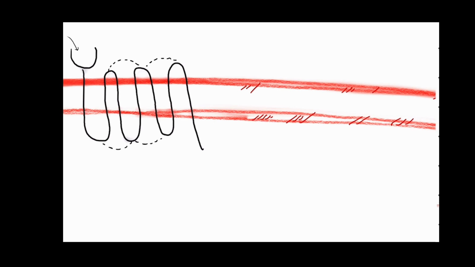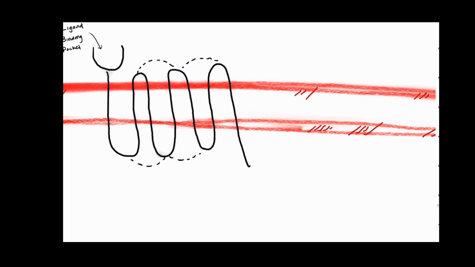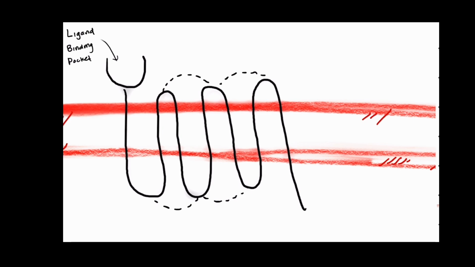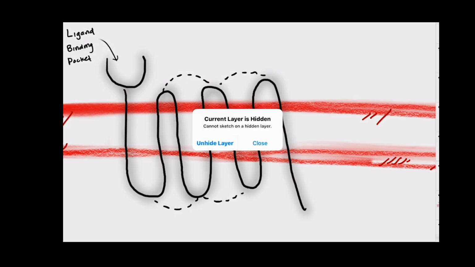Alright guys, we are going to pick up where we left off in class. I'm going to do my best to draw for you and try to make this as easy as I can. So we were discussing the G-coupled protein receptors in class, and we were talking about the structure of it. And before we get into the intracellular components, I want to talk a little bit about this binding pocket right here.